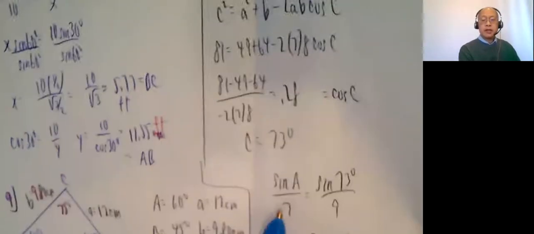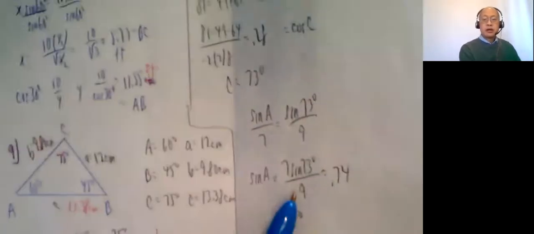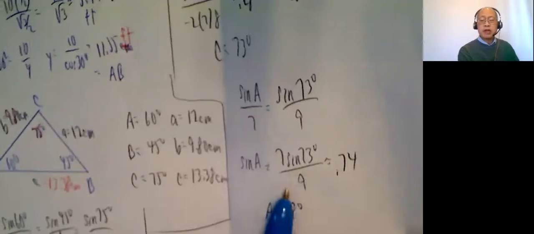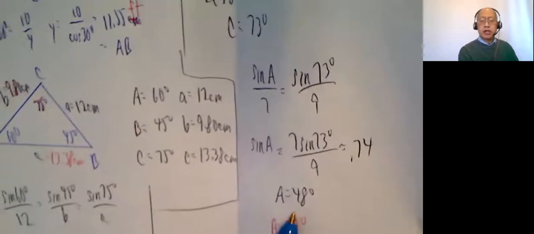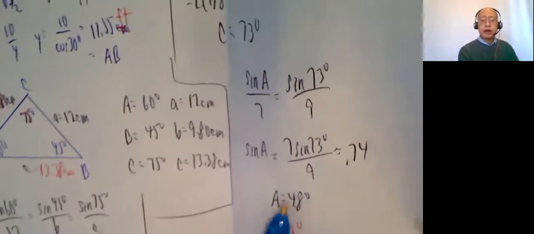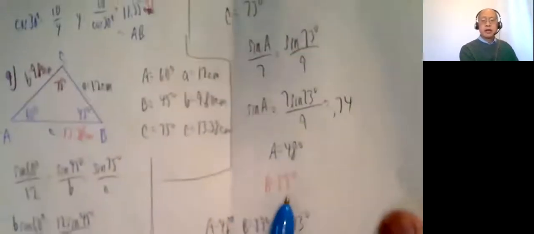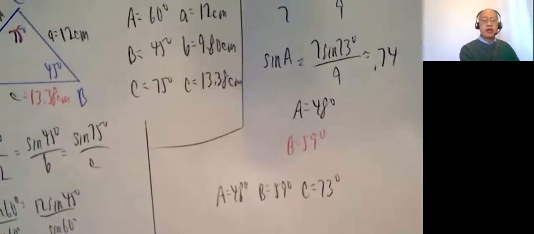Okay, then I can do the law of sines. Aim for the smallest angle. Sine of A divided by 7 equals sine of 73 degrees over 9. Multiply by 7. Sine of A is 7 sine 73 degrees divided by 9, which is 0.74. Inverse sine, A is 48 degrees. I don't have to check a second quadrant angle. I already know this is the smallest angle. And then B is 59 degrees because we know the sum of the three angles has to be 180. So A is 48 degrees, B is 59 degrees, and C is 73 degrees.